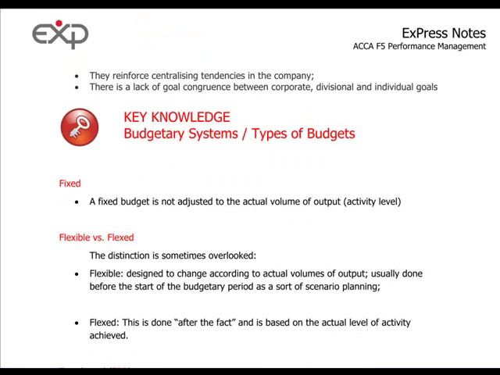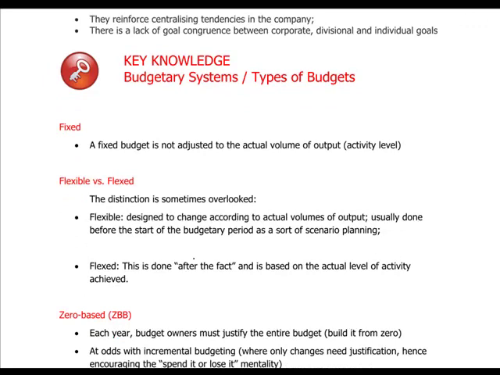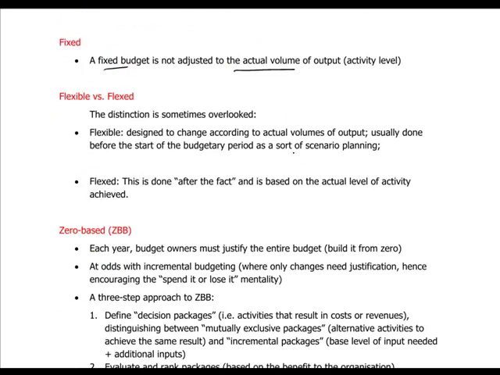So let's see what kind of budgets we have. We have a fixed budget that's never adjusted to the actual volume of the output. It's something we do at the beginning of the year, and that remains as it is up until the end of the year. Note the difference between flexible and flexed budget.